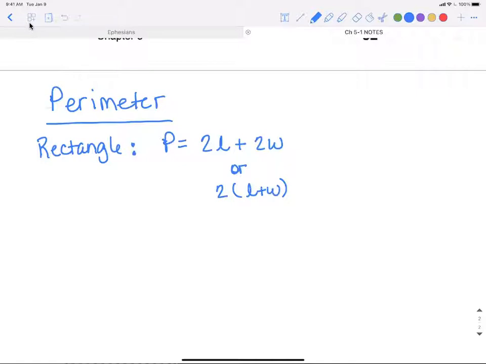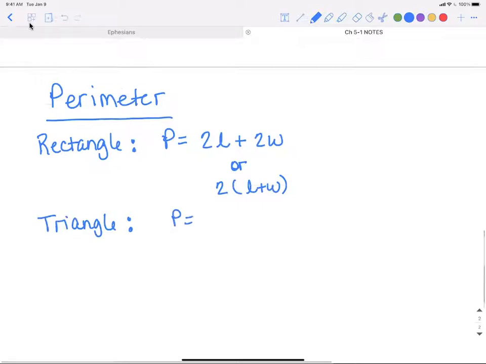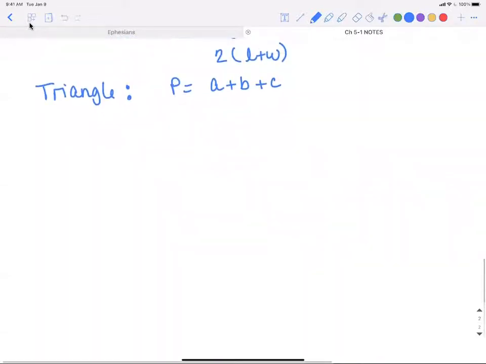Okay. Perimeter of a triangle is perimeter equals A plus B plus C. And those are your sides. You're going to have a side A, side B, and side C. All right. So now we're going to do area, and you're going to have area of a rectangle.